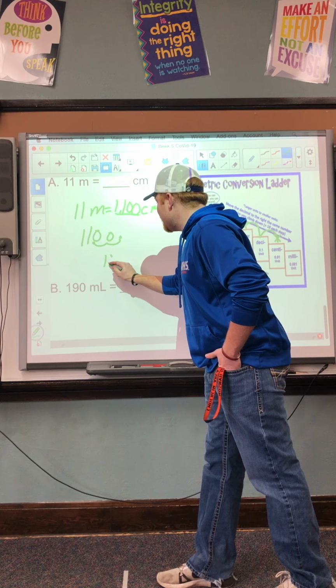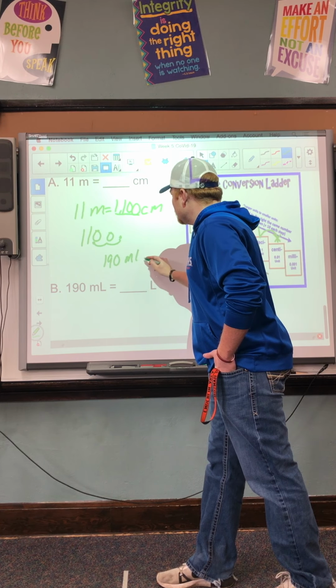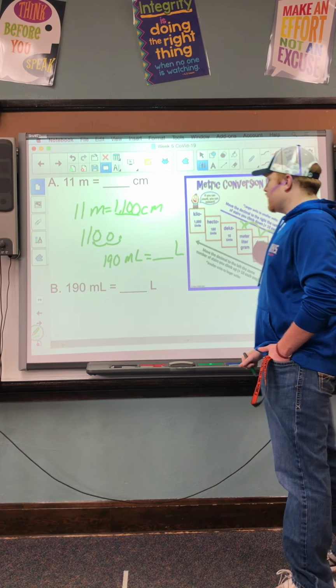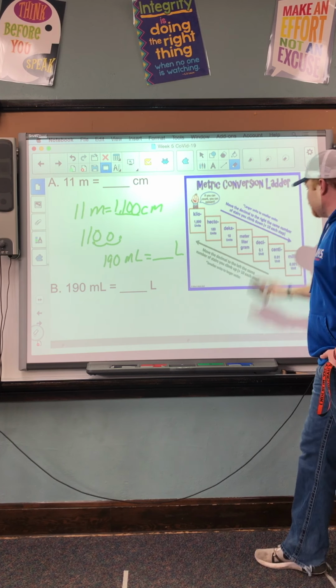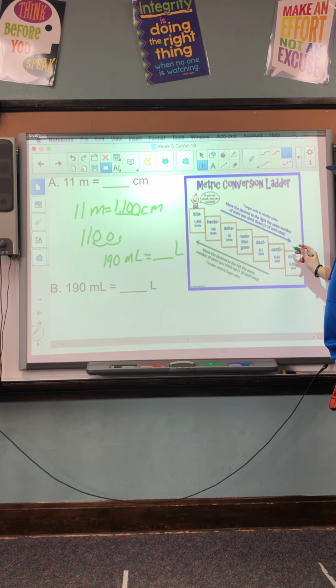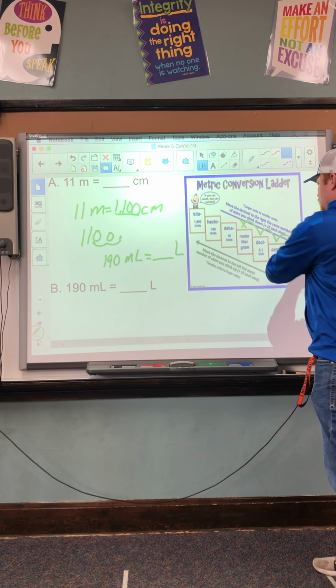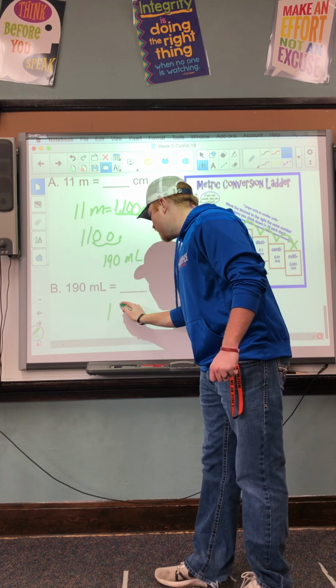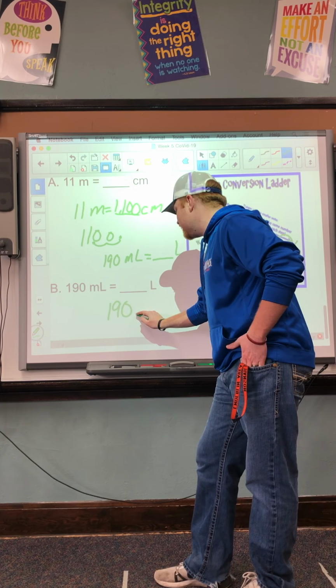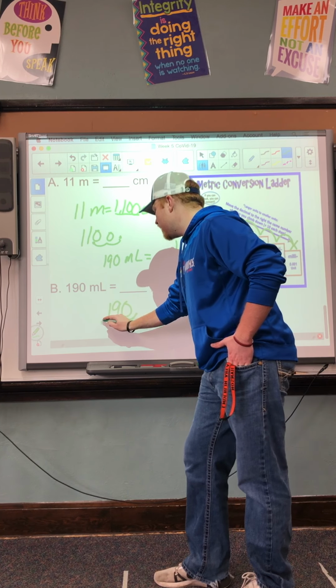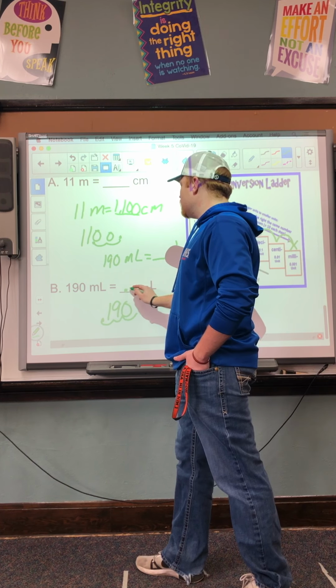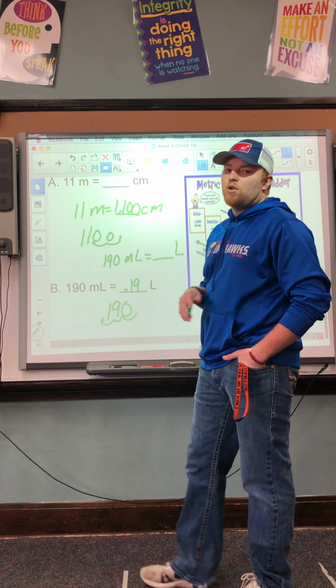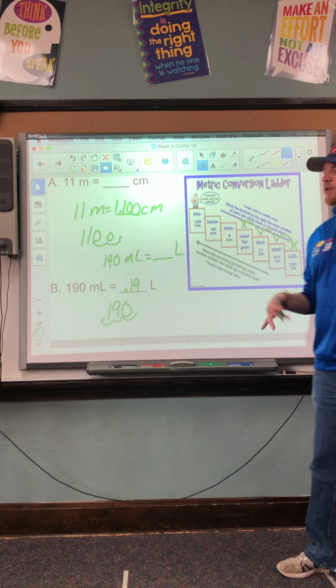Last one, 190 milliliters is how many liters? Okay, so let's erase what we have here. Find the milliliters, which is down here, and then find liters, which is up here. So now, how many stairs does it take? 1, 2, 3. In which direction are we moving? We're moving to the left. So we move the decimal to the left 3 places. 1, 2, 3. Decimal's right there, so it'd be 0.19. You can put the 0, you don't have to. So it'd be 190 thousandths liters.